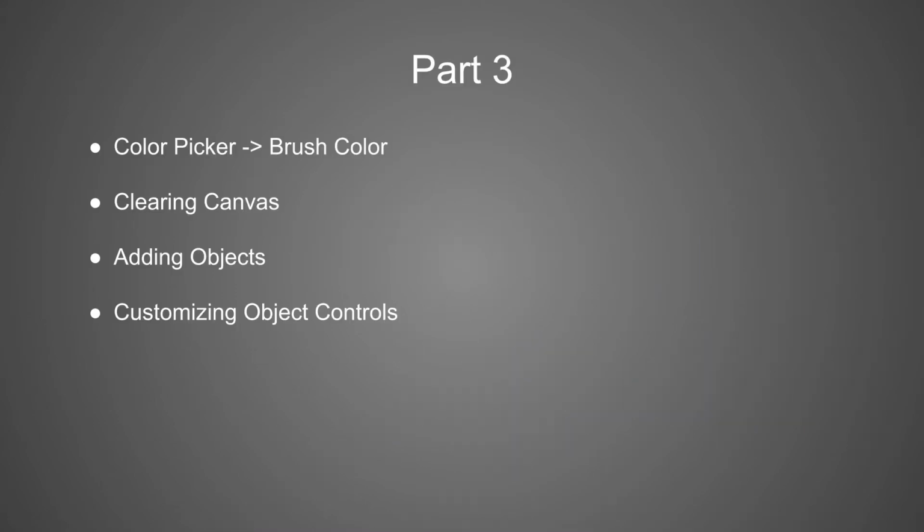In part 3, we will start by adding a color picker so we are able to choose our brush color. Then we will learn how to clear our canvas so we can clear anything we added to the canvas while making sure our background image stays intact. Then we will add some objects to the canvas. This includes rectangle and circle. And lastly, we will learn about customizing object controls.